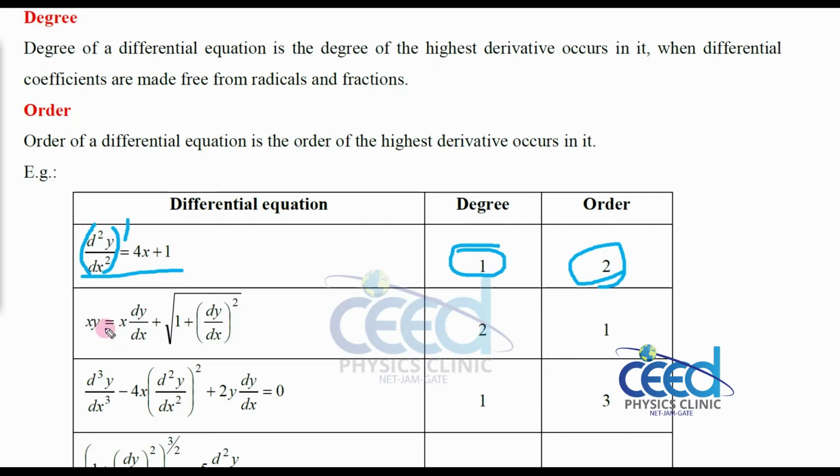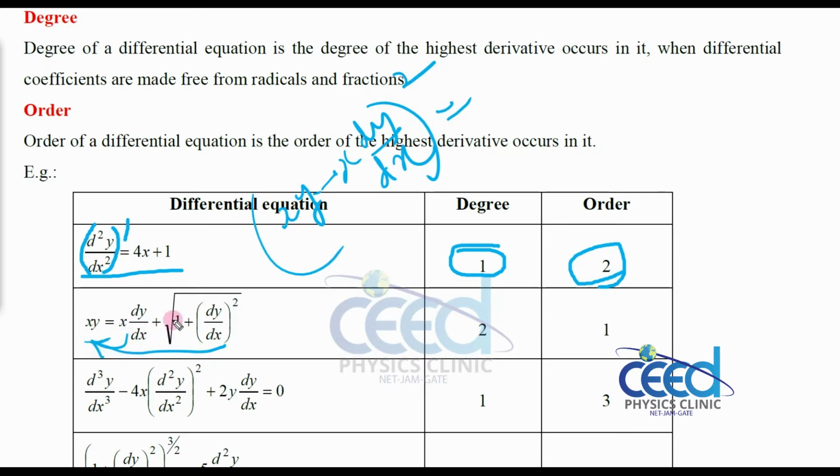Here we have to make this free from the square root, free from radical, so I can write this equation as (xy minus x dy/dx) whole square is equal to, when I am squaring, taking this term to this side and squaring, then this root I can remove, that is 1 plus (dy/dx) the whole square.